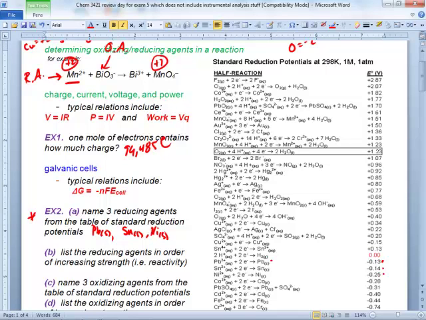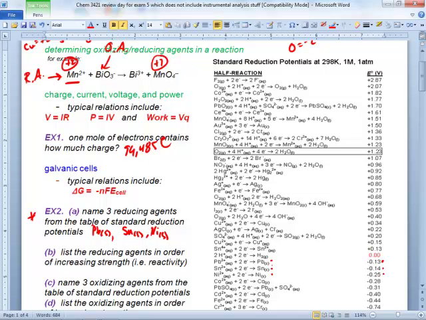List the reducing agents, Miranda, that Adriana gave us. List them in order of increasing strength or reactivity. Okay, we made our little dots. Now what's the trick to doing this? These numbers don't quite correspond. We need to flip them, right? We need to flip them because we're talking about these guys as being reducing agents. They've got to be reactants. So you got to flip them.